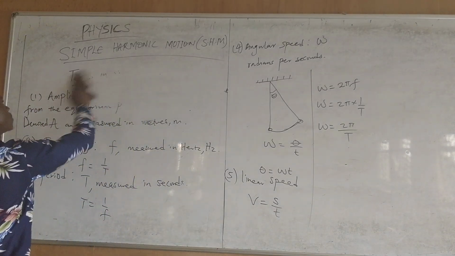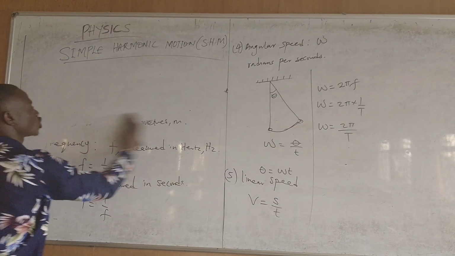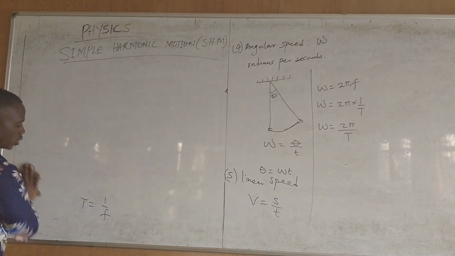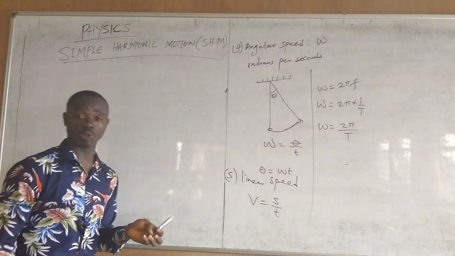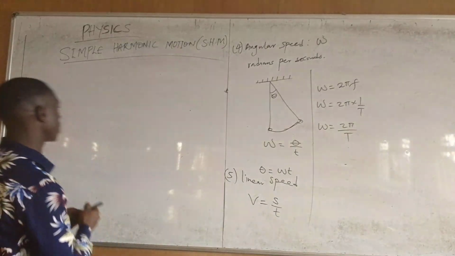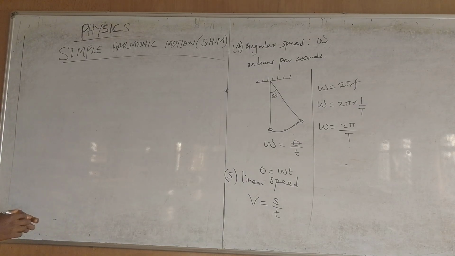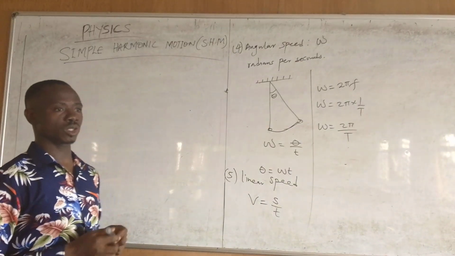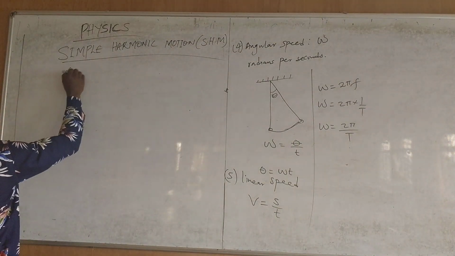Now, I want to go into the relationship between the speed of a body undergoing harmonic motion, that's linear speed, and angular speed. But before I do that, I think I need to ask a small question. Now, example.